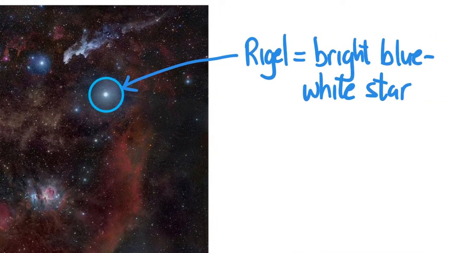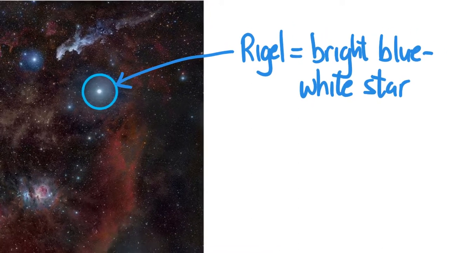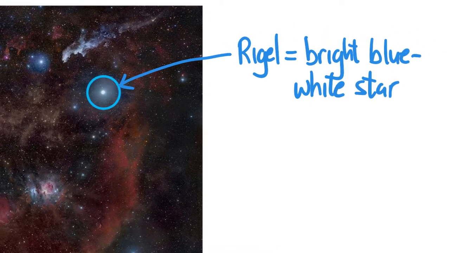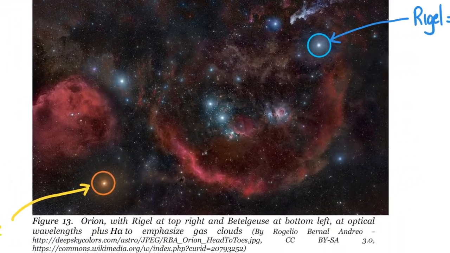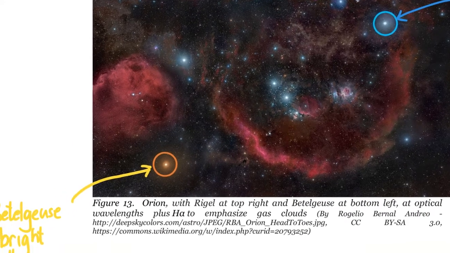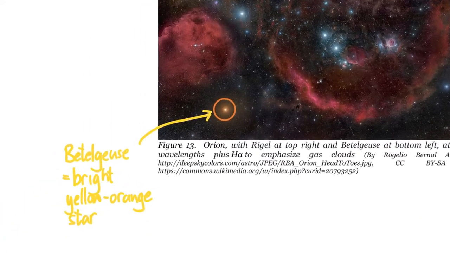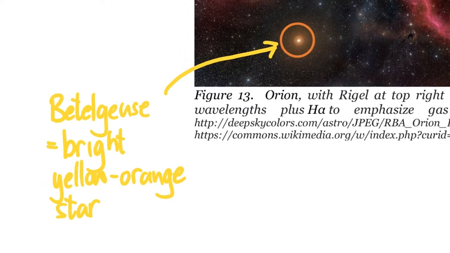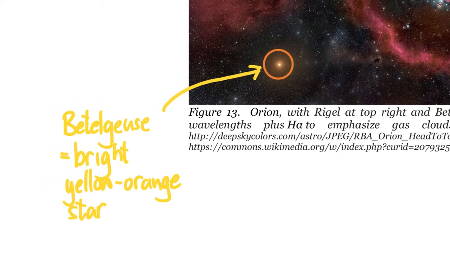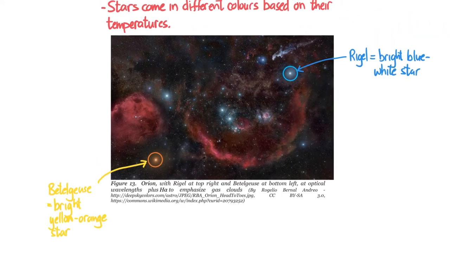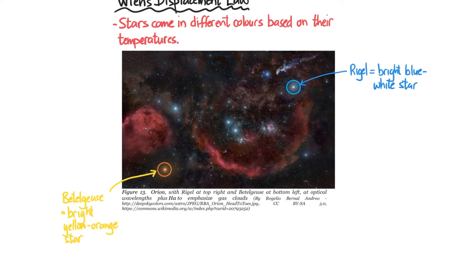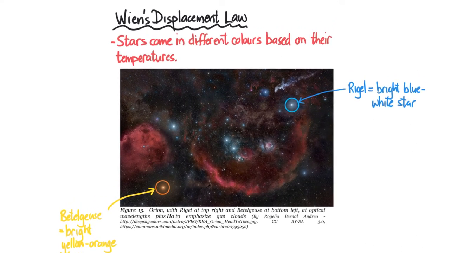There are other stars as well, but the two stars we're going to focus on are Rigel, which is a bright bluish-white star, which we see in the top right-hand corner of this photograph. And then we have Betelgeuse, which is a bright yellow-orange star that's in the bottom left. Now, these two stars are very different from each other, as we will see, and they have very different colors because of the fact that they have very different surface temperatures.